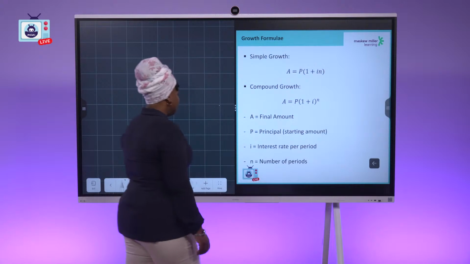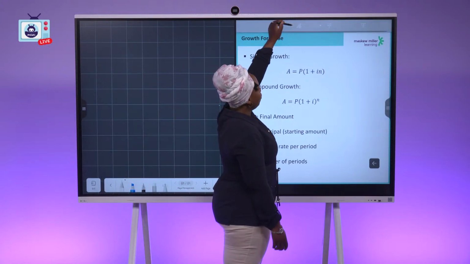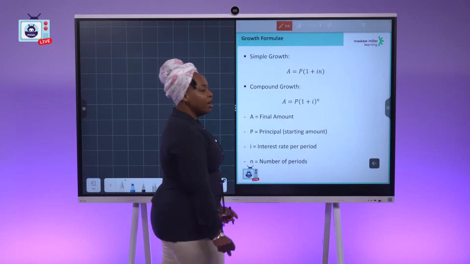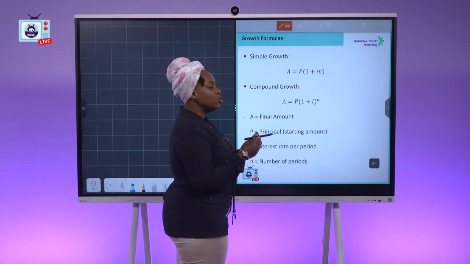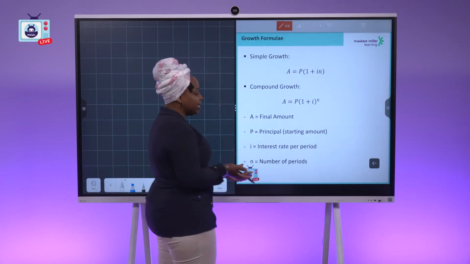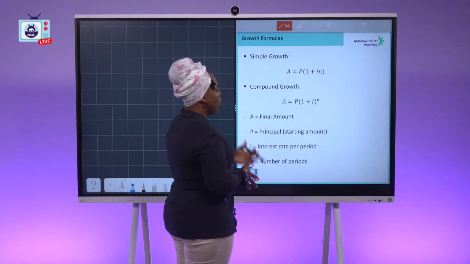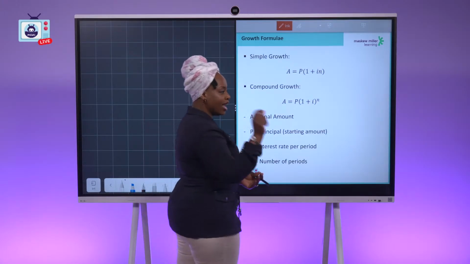Okay, so that is the first example that we had. You can see here we have our formulas that are not in the formula sheet. Remember, grade 10s, that whenever you're writing an examination, you do not have a formula sheet handed to you, but you need to know these formulas. So how do we know and what is it that we need to master for us to get into that?